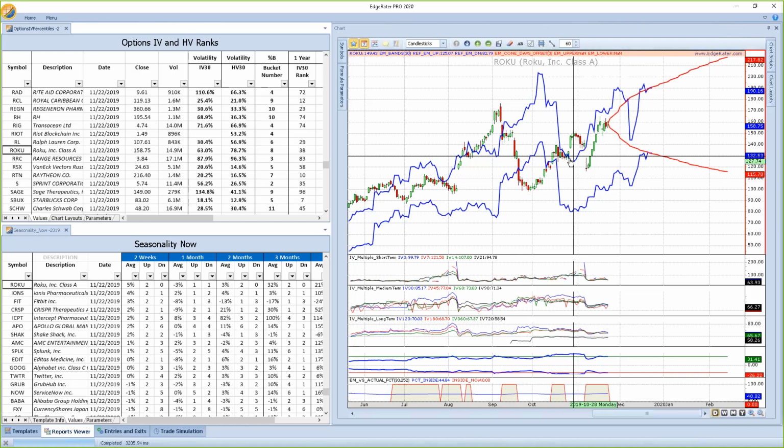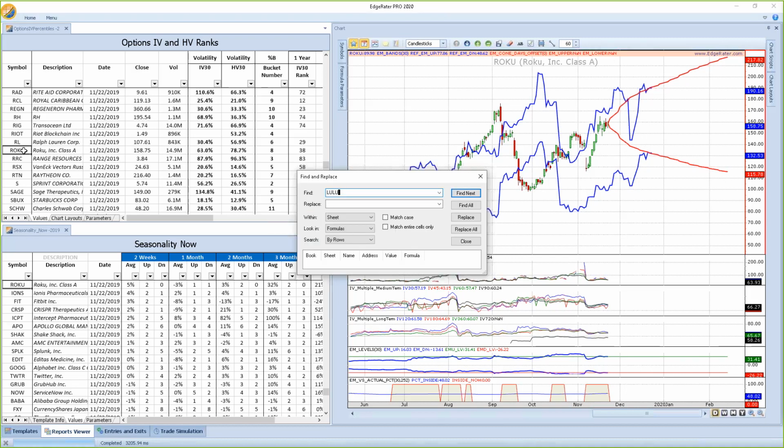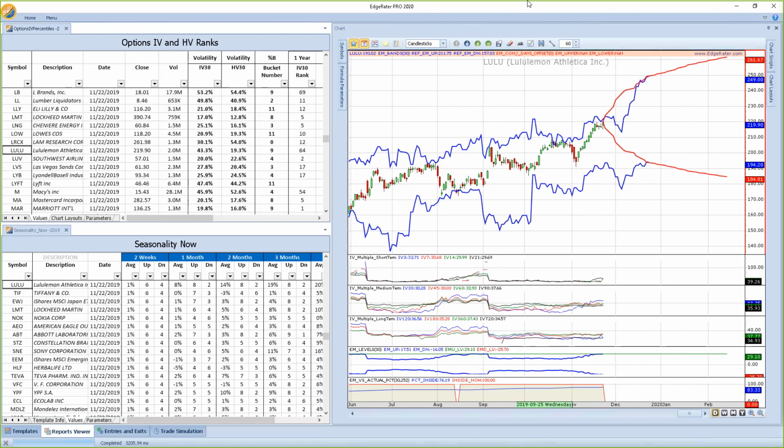And then William wants to look at Lulu. Lululemon. Now it's interesting to compare what the cone looks like. Compare Lulu to Roku. This is a much different looking cone. It's just because the different implied volatility numbers, your IV3, 7, 14, etc., are at different levels. They're not all separated by the same amount between Lulu and Roku. So you've got a much broader move expected.